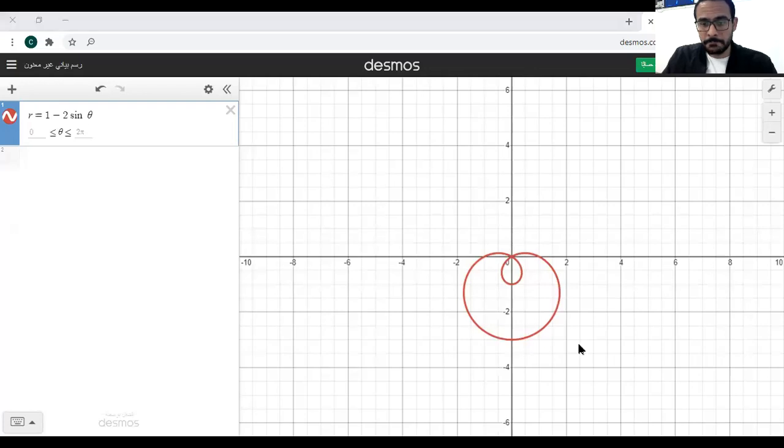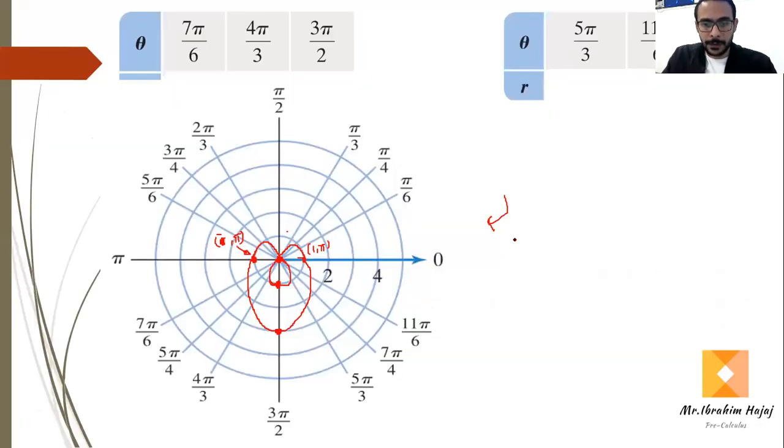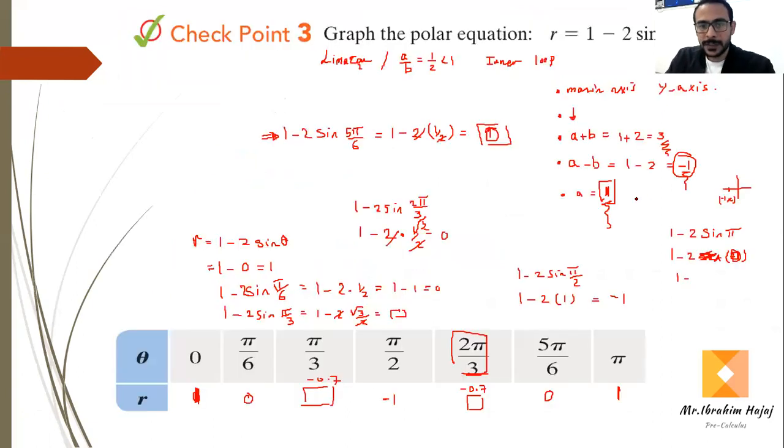Yes, it's here. In the equation, it's 1 minus 2 sine theta. Okay, we want to turn back to our process. You have to complete, guys, up to pi, and when it's pi over 2 it's negative 1, and so on. This is a quick, informal graph instead of using this data.